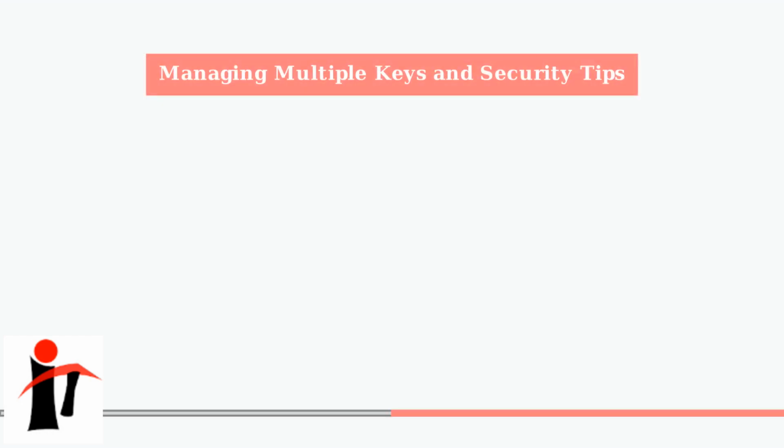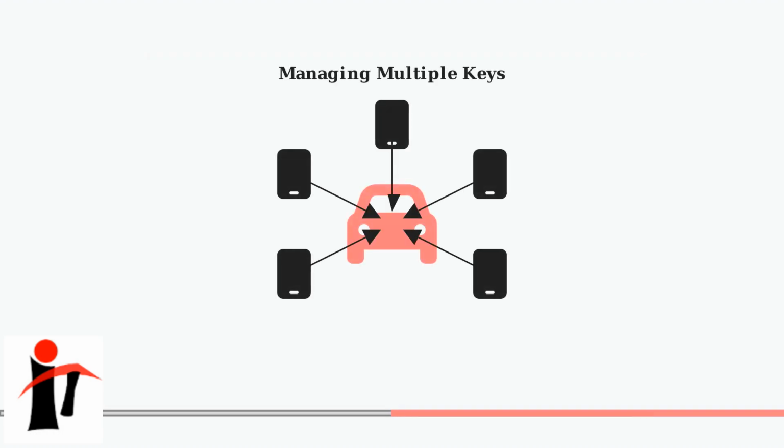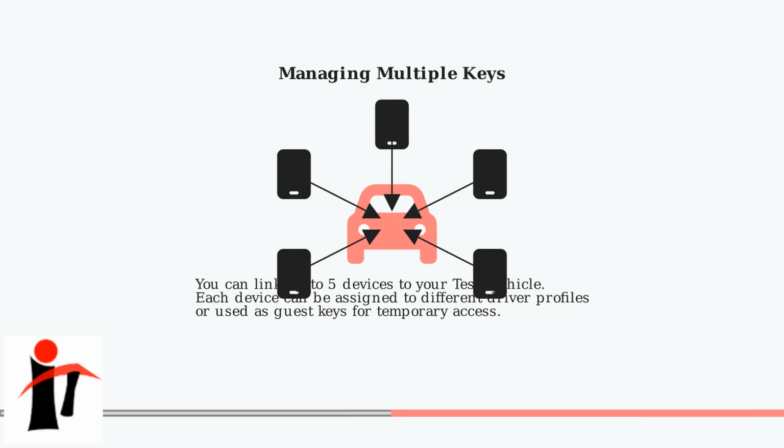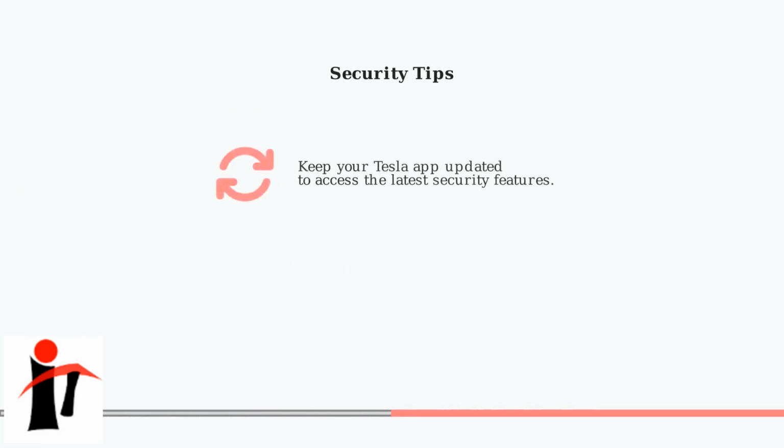Now let's explore managing multiple keys and important security tips for your Tesla phone key setup. You can link up to 5 devices to your Tesla vehicle. Each device can be assigned to different driver profiles or used as guest keys for temporary access, making it convenient for families or shared vehicles. For enhanced security, keep your Tesla app updated to access the latest security features and bug fixes.